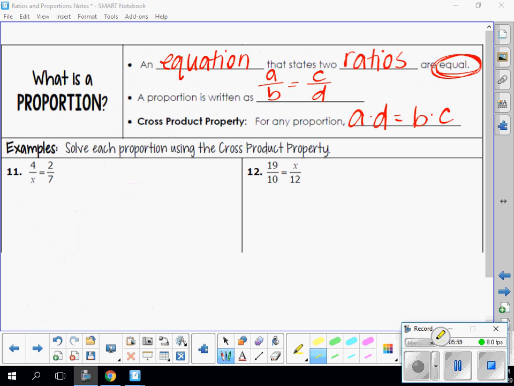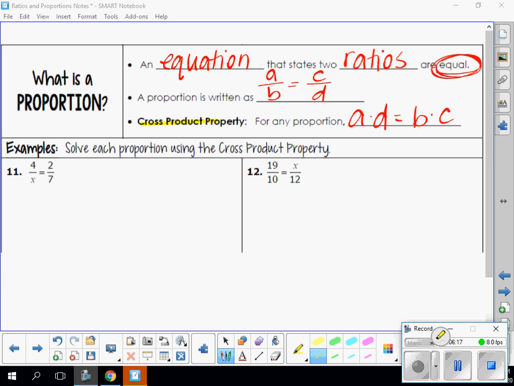All right, so now we're going to look at proportions. A proportion is an equation, so we're going to have an equal sign that states that two ratios are equal. So we are setting two ratios equal. What that looks like is I have one ratio that's A over B, so A to B, and I set it equal to another ratio that is C over D, so C to D.